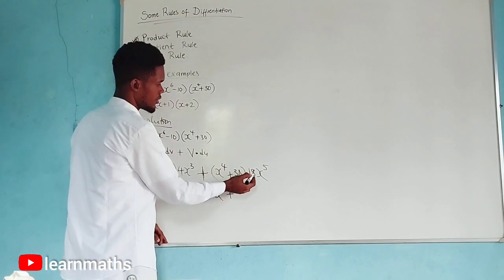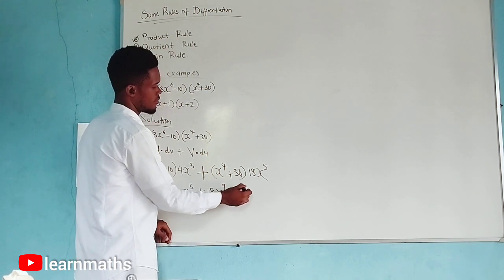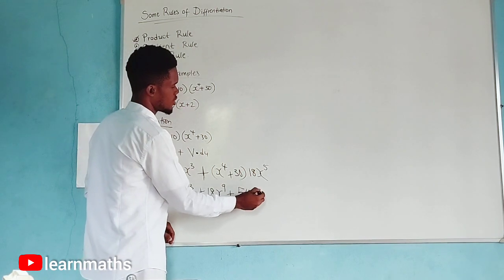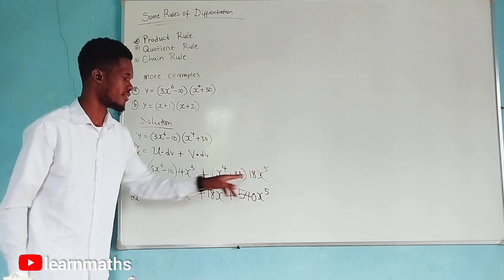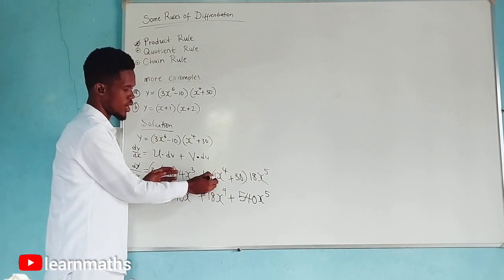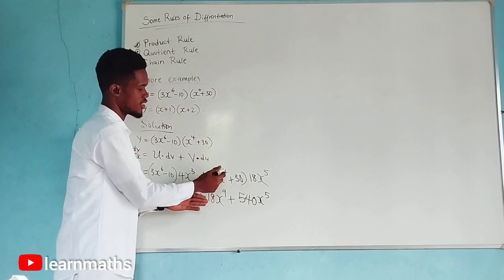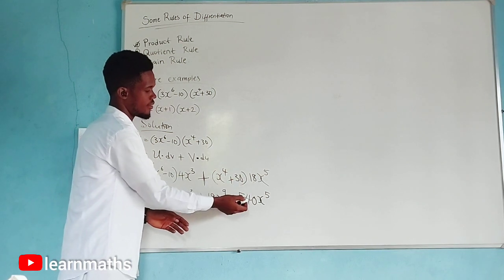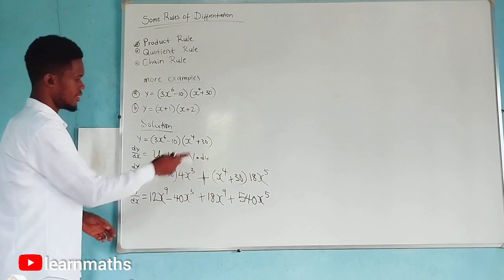So 18 times 30, that's 540, right? 540, then x^5. 18x^5 times x^4, that's 18x^9. The coefficient of this is 1, right? So 18 times 1, 18. Then x^5 times x^4, x^9. Then 18 times 30, 540, right? Then x^5, since there is no x here to multiply the other x with.